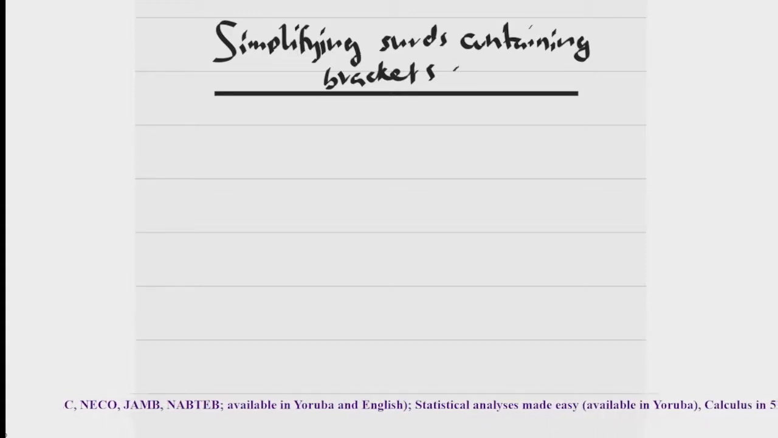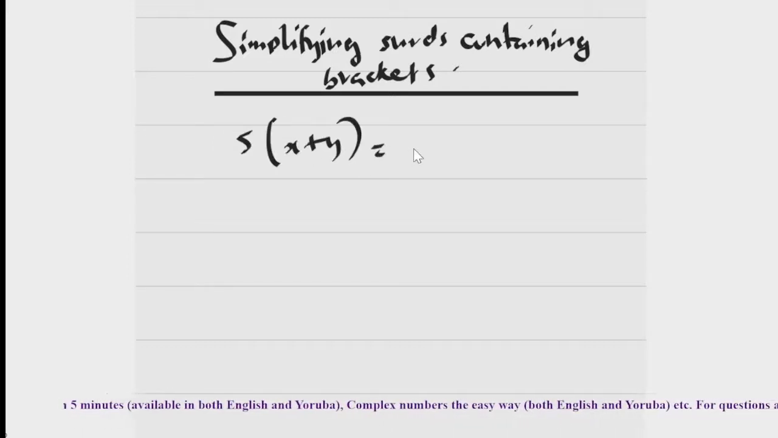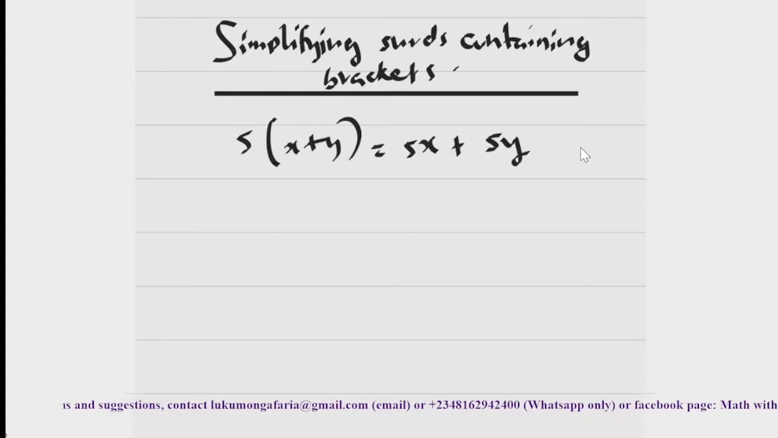Surds containing brackets can also be expanded in the same manner as that of algebra. So recall that when you have something of this nature, 5(x plus y), and you want to expand it or multiply it out, you say 5 times x, then 5 times y, which is 5x plus 5y. So if you want to do the same for surds, you have to follow the same approach.